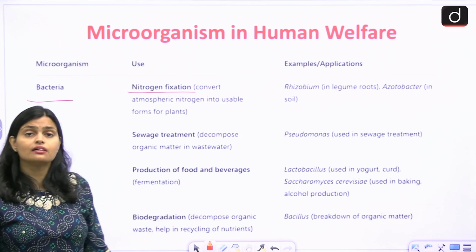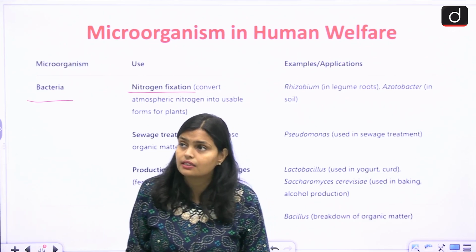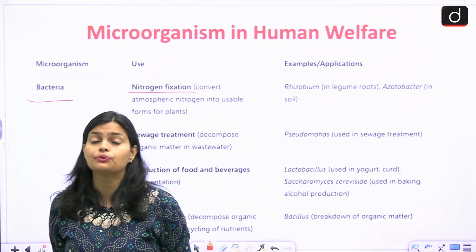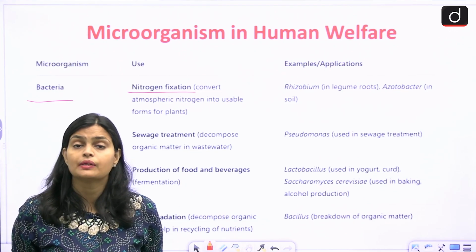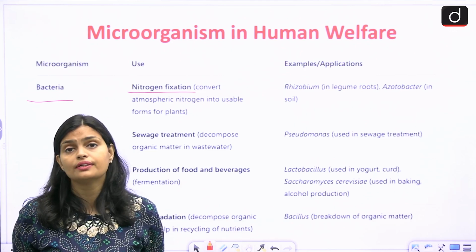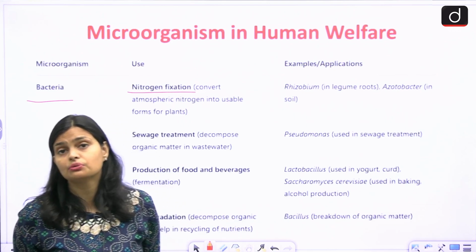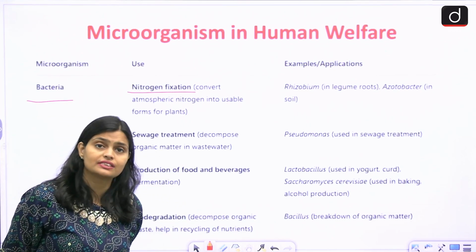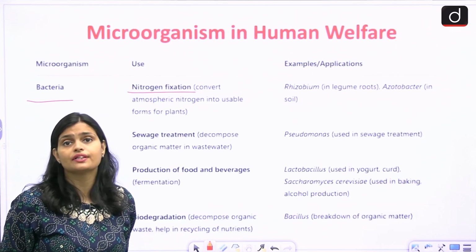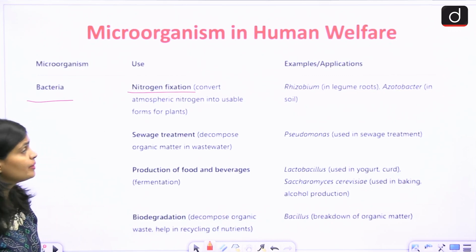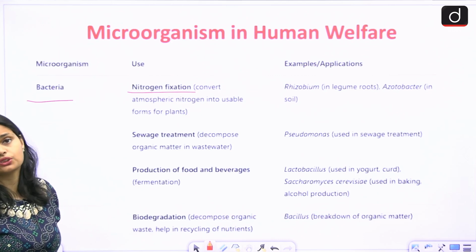So usually in our atmosphere we have 78% nitrogen, but our plants are not able to absorb that nitrogen directly. So it has to be converted into its nitrate form. Now the conversion of nitrogen into nitrate is called nitrogen fixation, which takes place in various steps. Few microorganisms are involved in that, like rhizobium, azotobacter, so they help in the nitrogen fixation process.